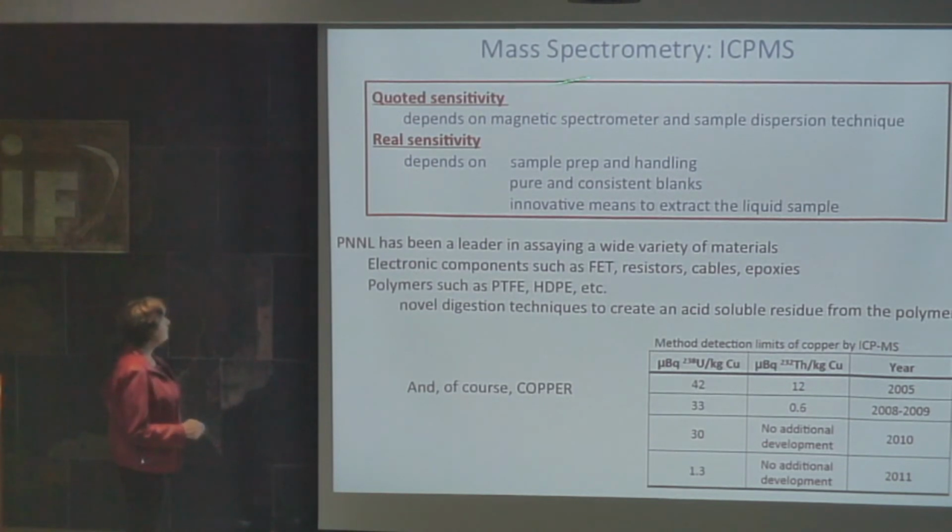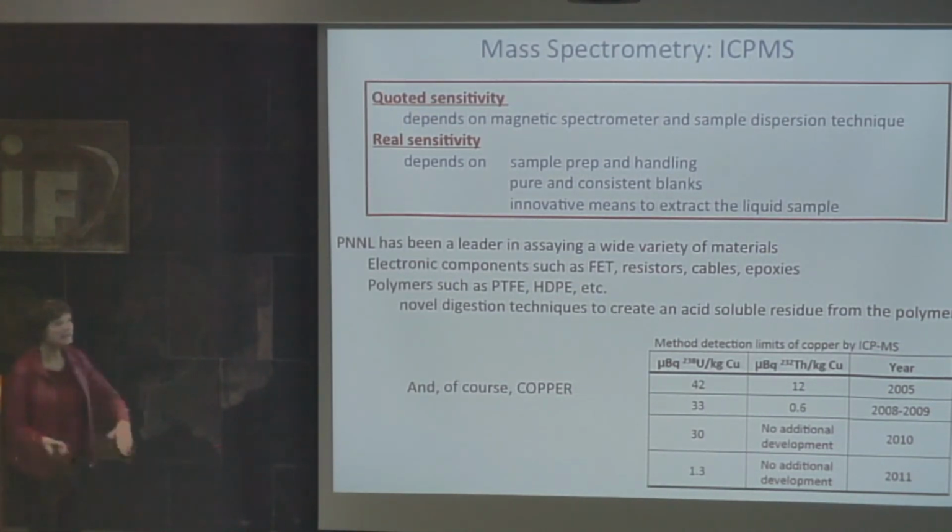This is probably important because, again, most universities and geology departments have ICP-MS. So you might think, oh, this is great. I have an ICP-MS machine here. I can go ahead and make some of the screening. I can set myself up as a facility. But the sensitivity that they'll quote for you depends not only on the magnetic spectrometer and the sample dispersion technique, ICP-MS, glow discharge, whatever, but it actually depends mostly on sample prep and handling. And pure and consistent blanks.